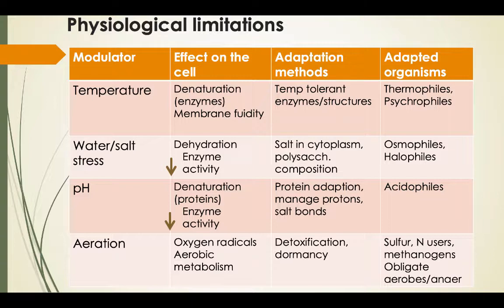Then we have pH, which is a little bit less of a concern now, but we also have aeration. So detoxification, dormancy, ways that microbes deal with having too much or not enough oxygen. Then we have some specific adapted organisms. So we have thermophiles and psychrophiles, osmophiles and halophiles, acidophiles, and then we have aeration, so sulfur, nitrogen users, methanogens, all these obligate aerobes and anaerobes that have become very good at growing in these specific conditions.